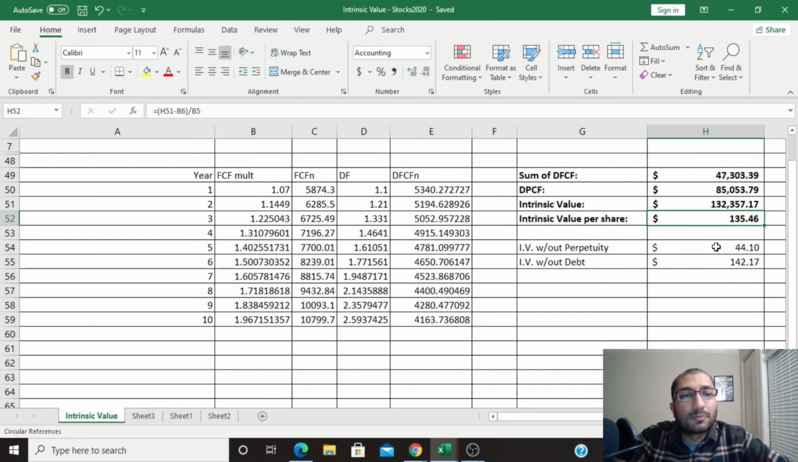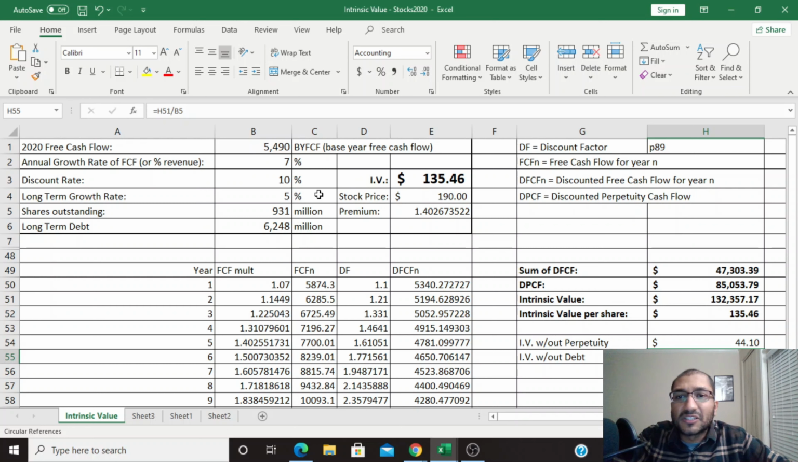Now, if we disregard the perpetuity component, in other words, if we think that TI is only going to grow for the next 10 years and then it'll cease to exist, then we get the intrinsic value without the perpetuity to be about $44 per share. And if we disregard the debt, in other words, if you think that TI is going to grow into perpetuity, so there is no point for the company to even worry about paying its debt back, then we get the intrinsic value without the debt to be about $142.2 per share.